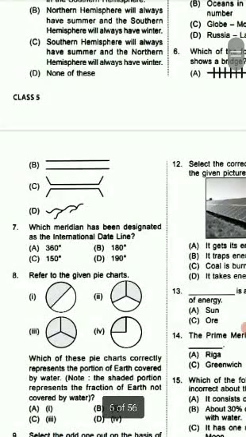Number 7. Which meridian is designated as the international date line? There are 4 options again, and the correct answer is B. Longitudes are also known as meridians. They are numbered in degrees. The 180-degree meridian is designated as the international date line.